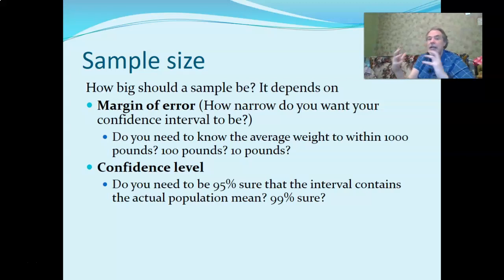Do you need to be 95% sure that the interval you calculate contains the actual population mean? Do you need to be 99% sure? How sure do you need to be?